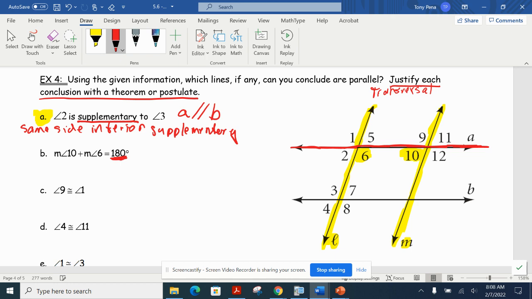Because of that, we're pretty much writing the same exact thing that we said before, except now the two lines that are parallel are the ones being cut by that red line, the two yellow lines. Those are lines L and M. So you're going to put line L is parallel to line M for the same exact reason: same side interior angles. Add that word in there: are supplementary.